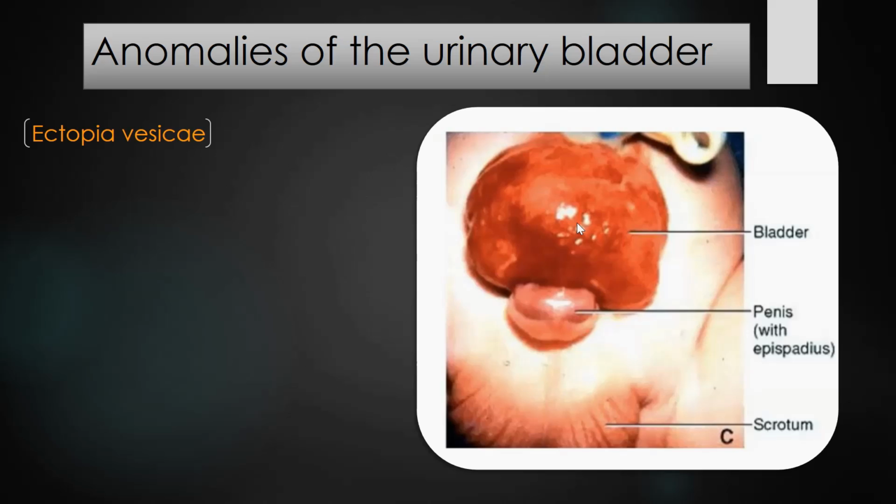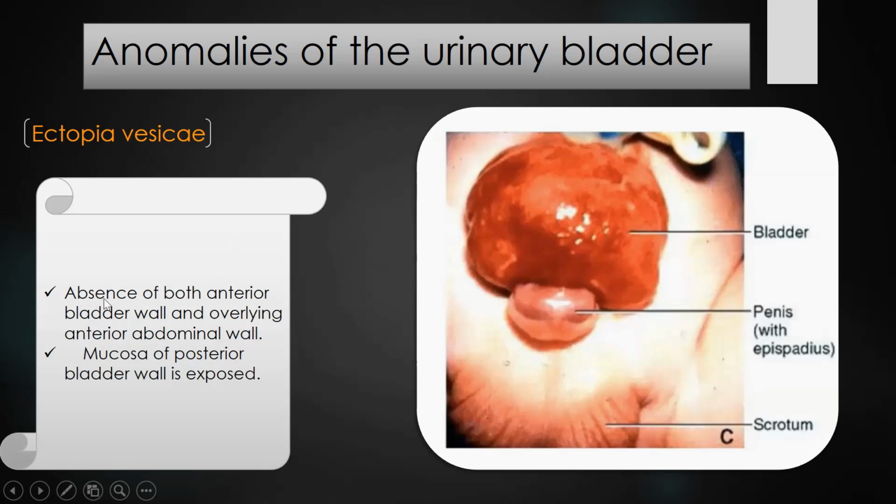So you can see the mucosa of the urinary bladder exposed at the surface of the baby. And there is no urethra, so it's called epispadias. This anomaly is called ectopia vesicae. It's by definition the absence of both the anterior bladder wall and the overlying anterior abdominal wall, as there is severe deficiency in the tissue forming the anterior abdominal wall, which is the splanchnic mesoderm. So the mucosa of the posterior bladder wall is exposed with epispadias.